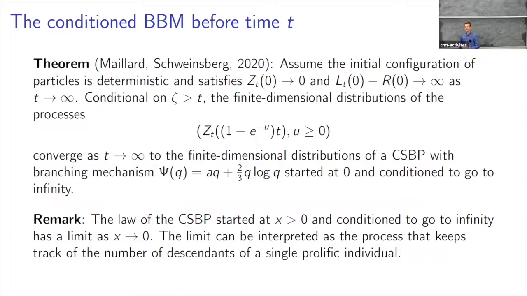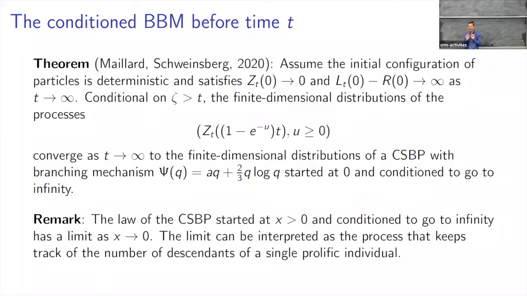So finally, I want to state just one more result about this process. One can also ask, conditional on the survival of the process for an unusually long time t, what can we say about the behavior of the process before time t? So again, we're going to assume that Z_t(0) goes to 0, so that we are unlikely to survive until time t, and no particle starts out too close to the right boundary. And then one can show that the finite dimensional distributions of these processes Z_t under the same time change that we looked at before converge as t goes to infinity to the finite dimensional distributions of Neveu's continuous state branching process started at 0 and conditioned to go to infinity.